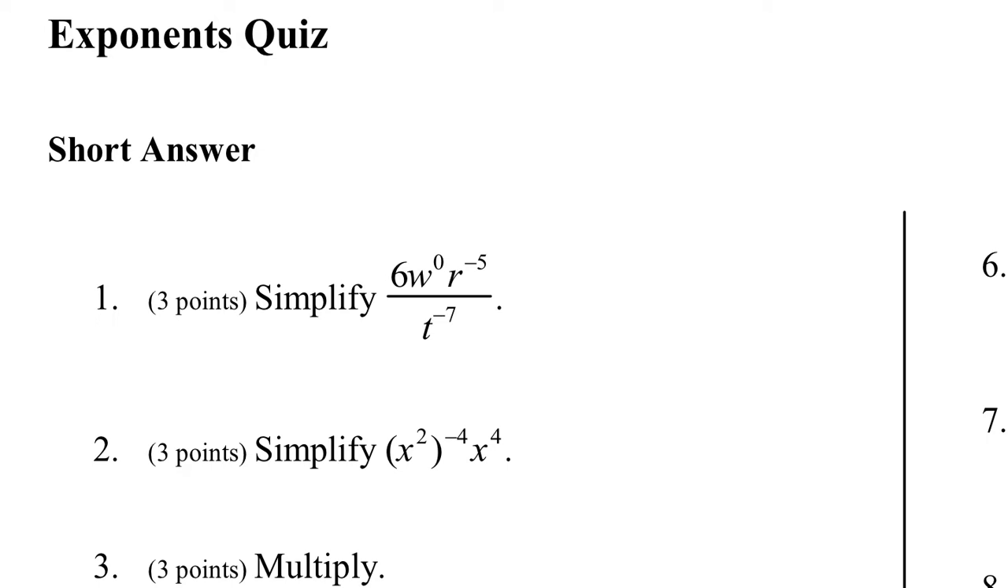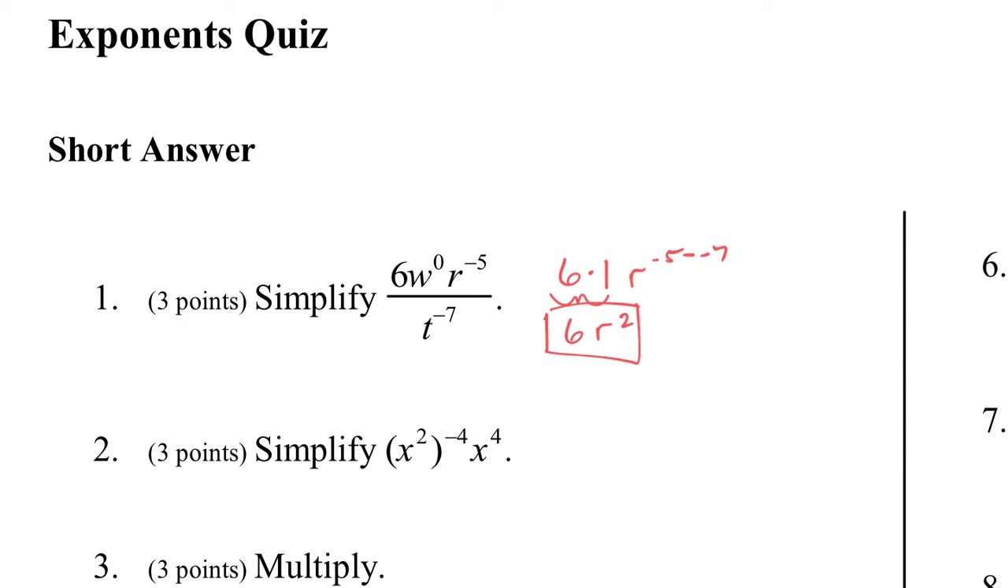So the first one, we have to simplify this beast. I see that 6 is really just 6. Anything to the 0 power is 1, so I'll just say it's times 1. Then we have to subtract our exponents. So we have r to the negative fifth minus negative 7, because when we divide our powers, we subtract the exponents. 6 times 1 is just 6, and r to the negative 5 minus negative 7 is r to the second power. 6r to the second would be our final answer.